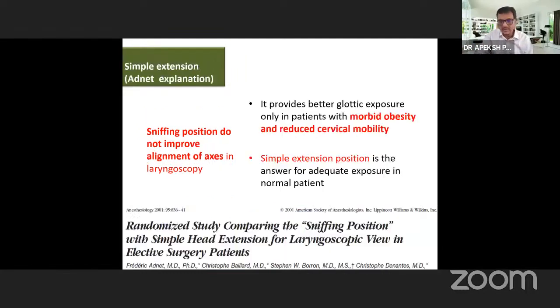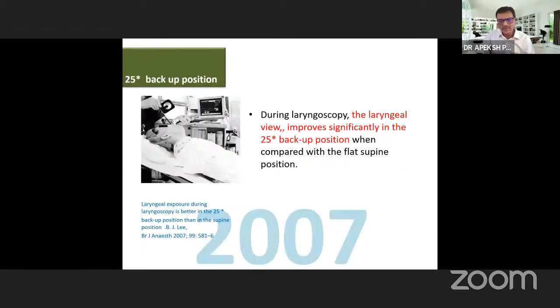So what he did, in the same year, he did another study for more than 396 patients. And he proved that the sniffing position do not improve the alignment of axis. And sniffing position is helpful specifically in patients with morbid obesity and with reduced cervical mobility. And he has suggested to use simple extension when you get difficulty in laryngoscopy in a sniffing position. And one another publication by Dr. Lee, he has suggested to use 25-degree head-up position, which improves the laryngeal view significantly.